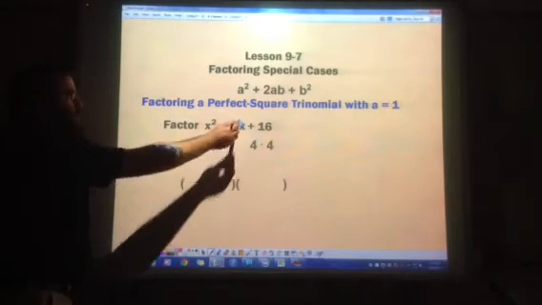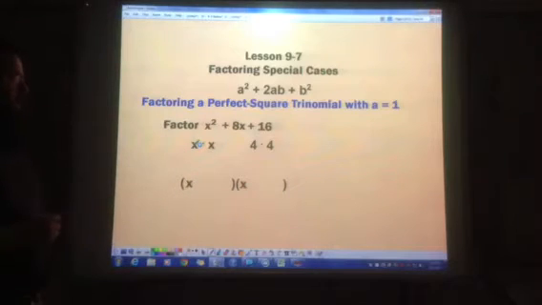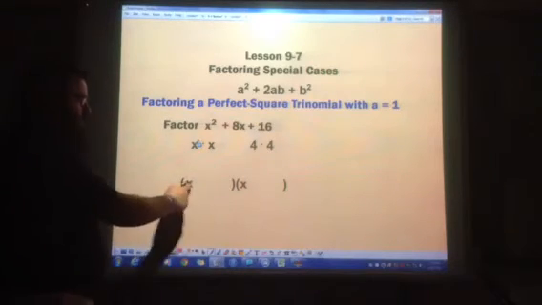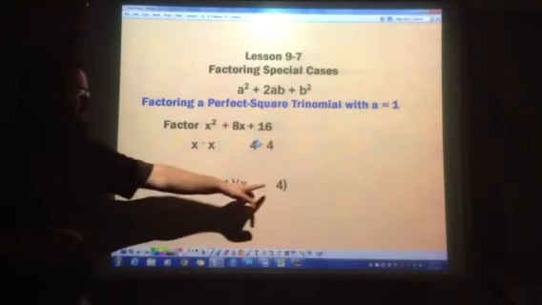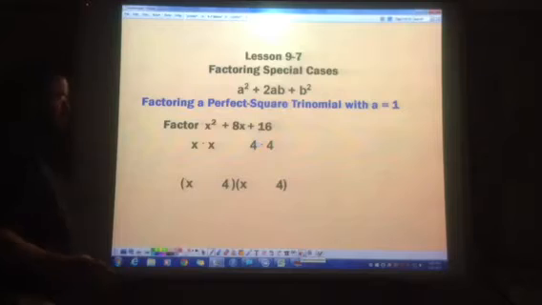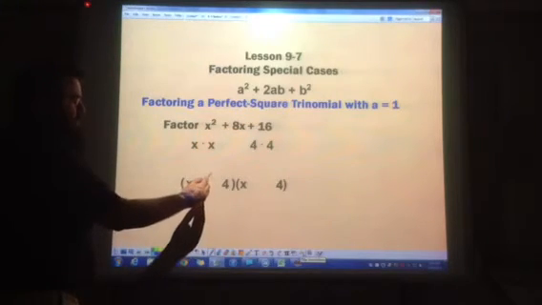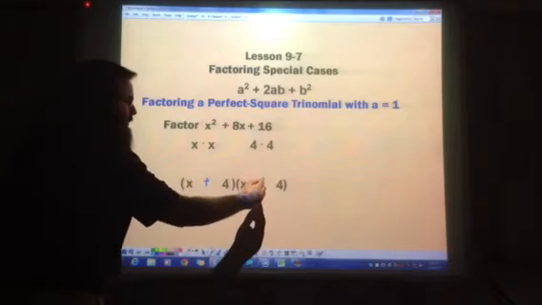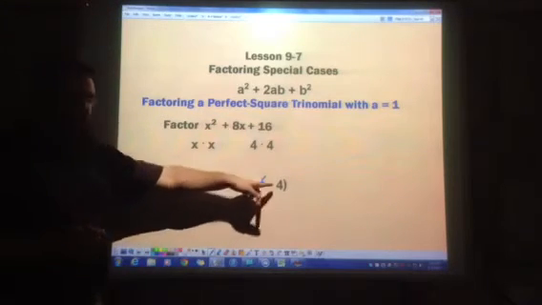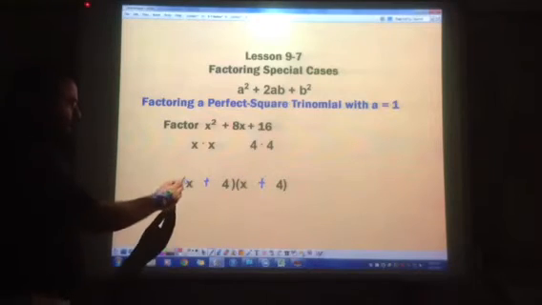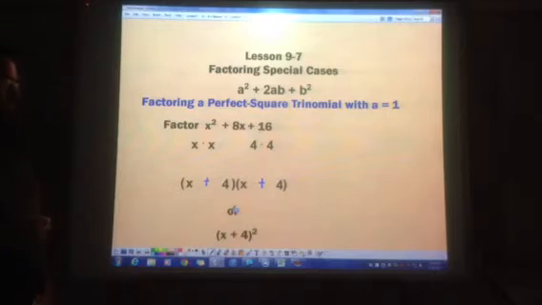So to get our binomials, the two first terms would be x times x. X here, x here. Our second terms would be 4 and 4. So to get our signs, b is positive. So we've got plus 4, plus 4. So our answer would be x plus 4, or to shorten that up, x plus 4 squared.